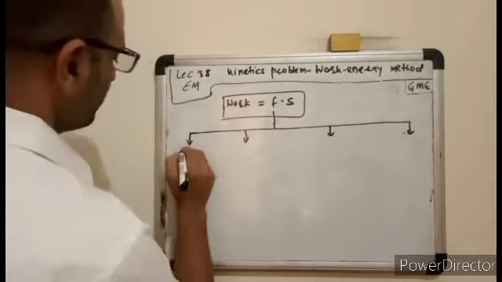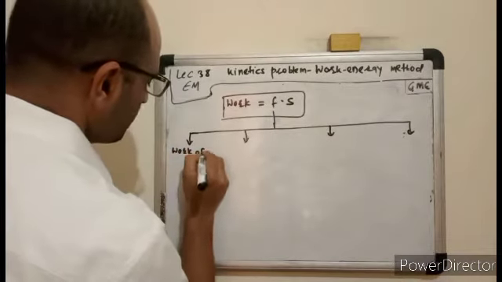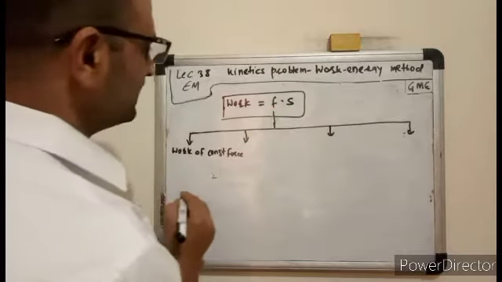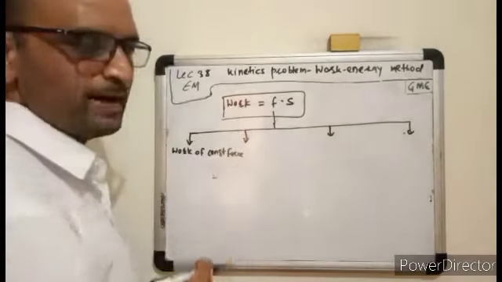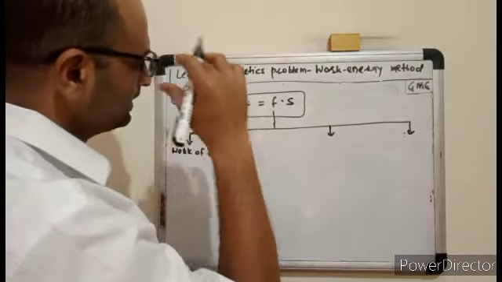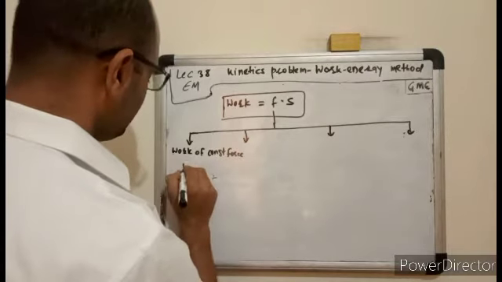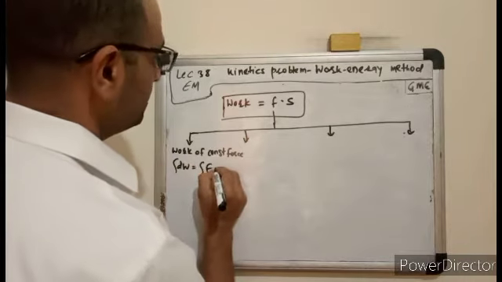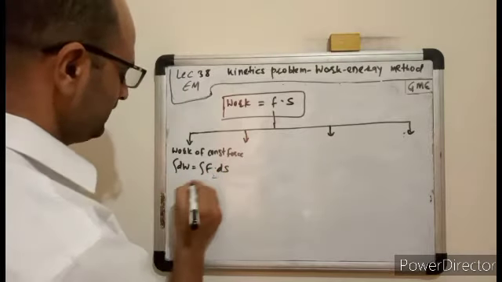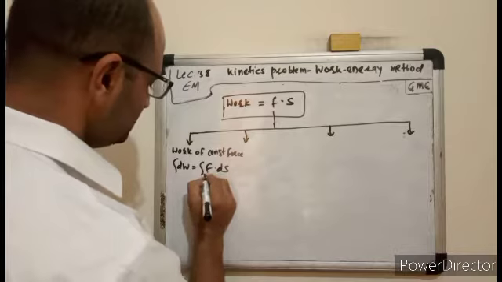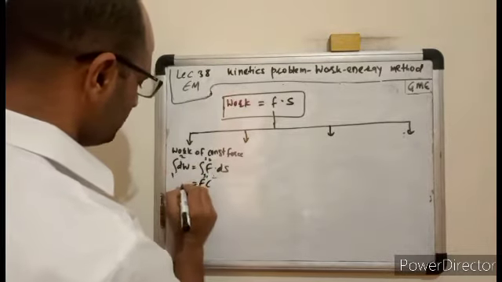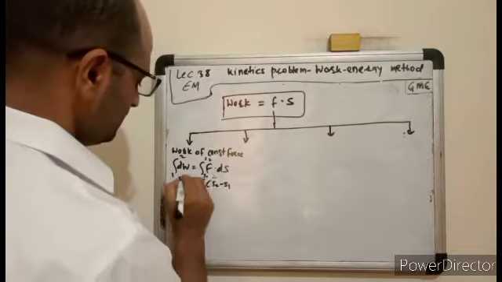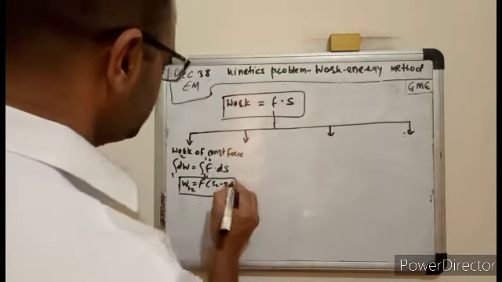The first one is the work of a constant force, when the force is constant. The work is path dependent, it is not a property. For constant force, for a short displacement, dW equals F ds, and if I integrate this from S1 to S2, the constant F can be taken outside. That means the work done from 1 to 2 is equal to F into (S2 minus S1). This is the case of constant force, and the equation comes like this.